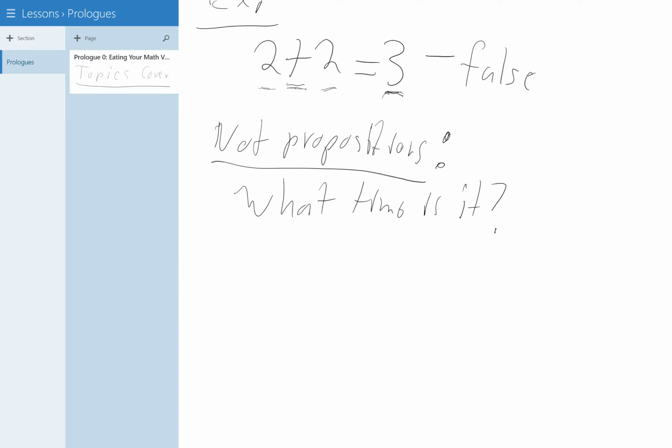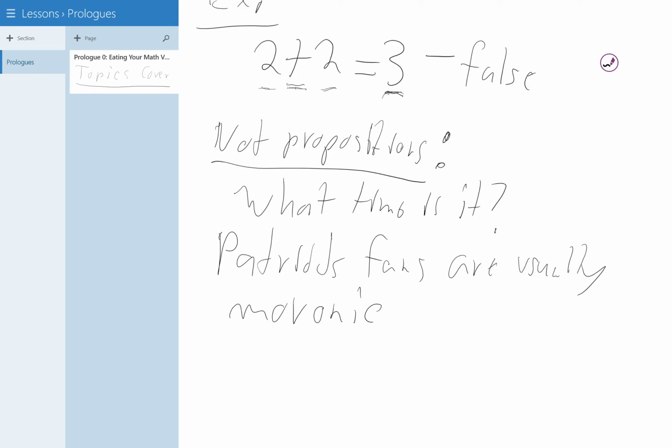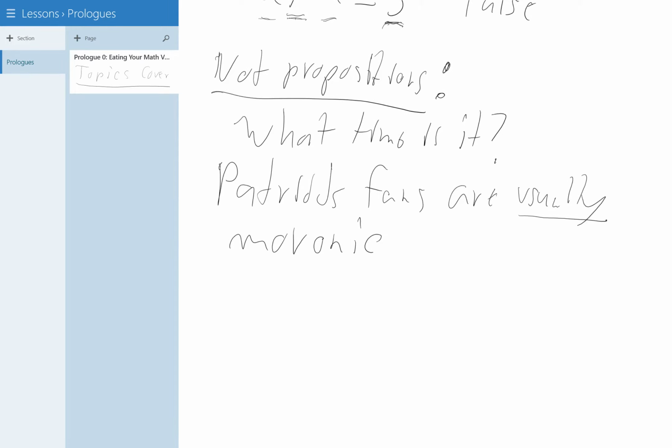Also, statements that are ambiguous are not propositions, like Patriots fans are usually moronic. And by the way, I'm just kidding. I have nothing against Patriots fans. But you can see this is not a mathematical statement because it has this word usually, which is ambiguous. Therefore, it doesn't have a distinct true or false value. So this is not a proposition. The thing that helps math be correct is the fact that it should be free of ambiguous statements like this. You might see these kinds of statements in English, but you won't see them in math.